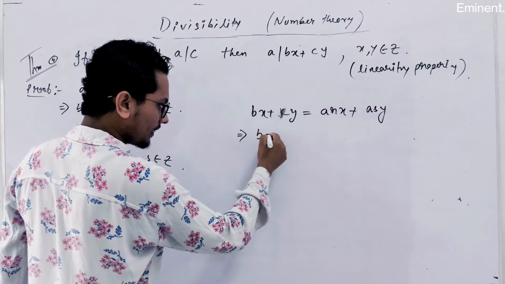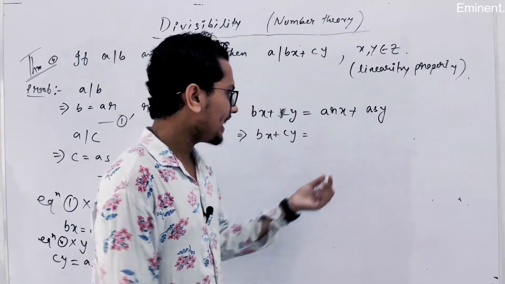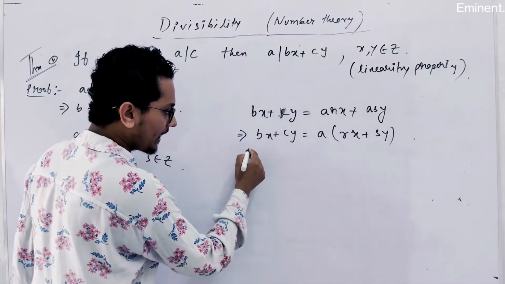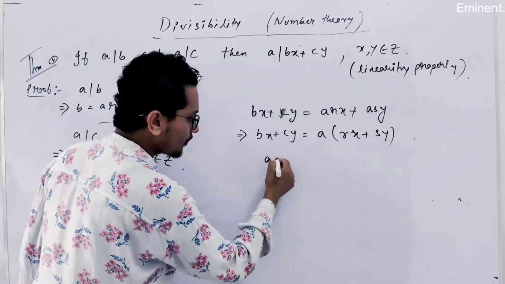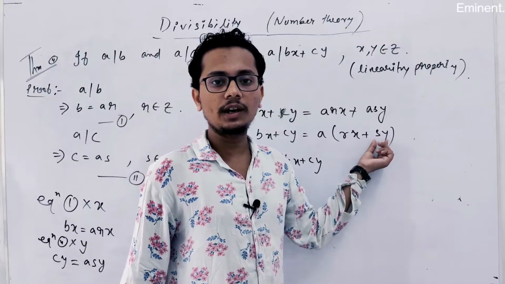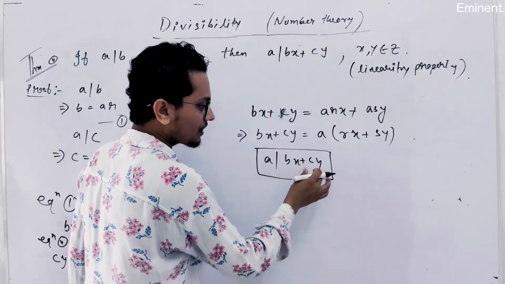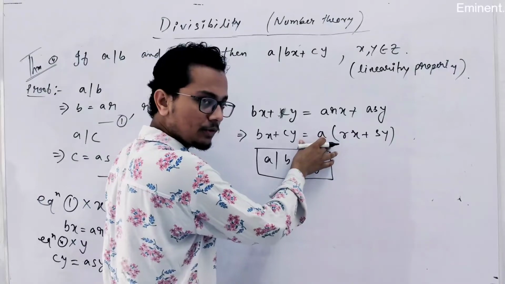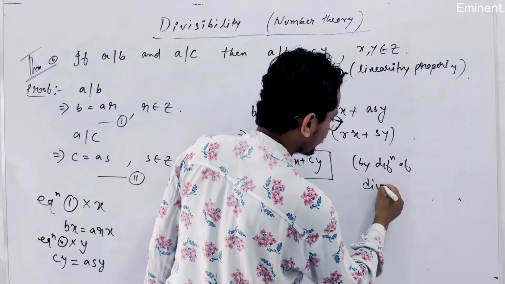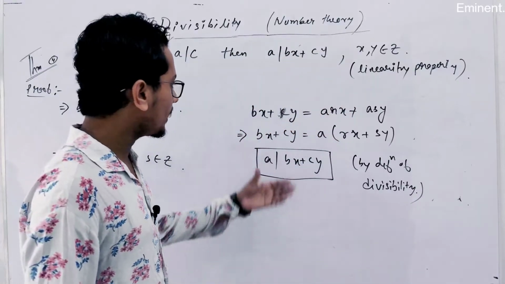Easily, the next step, from ARx and ASy you can take A as common, A times (Rx plus Sy). Okay, and from this step easily you can write A divides Bx plus Cy. Here Rx and Sy are integers, and A divides Bx plus Cy. From where did you get this? From this step you got it, exactly by definition of divisibility. Okay, I hope you understood this theorem.